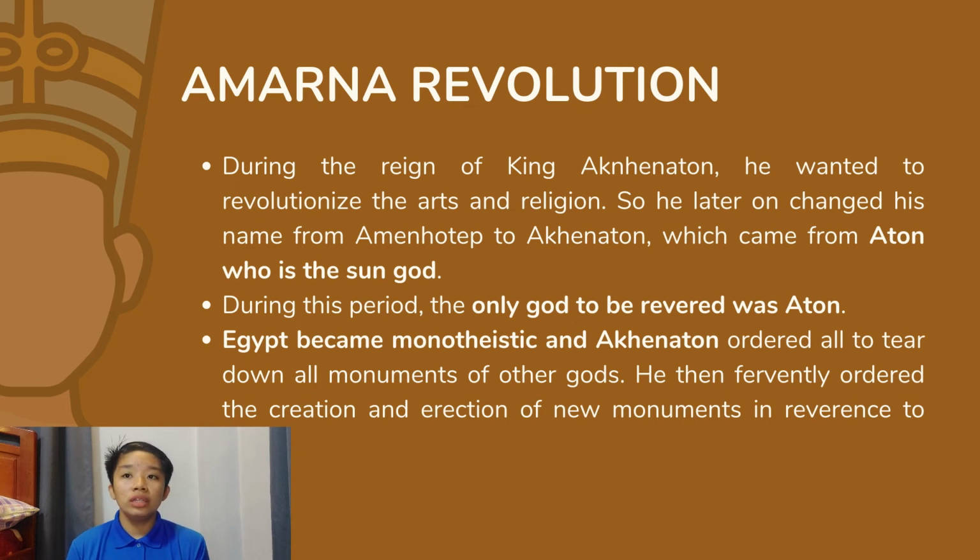So this changing of names signifies the shift in religion. During this period, the only god to be revered was Aton, the sun god. So Egypt became monotheistic. And when we say monotheistic, it is the belief of only one god. And Akhenaton ordered all to tear down all monuments of other gods, and then he fervently ordered the creation and erection of new monuments in reverence to Aton.